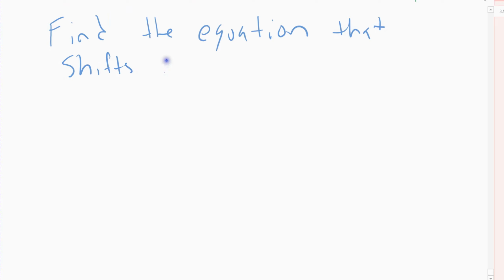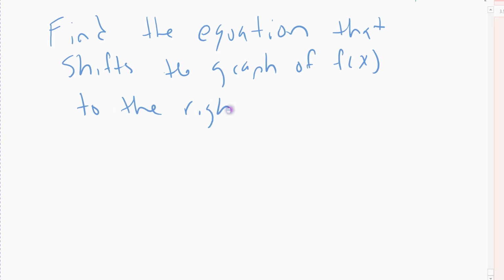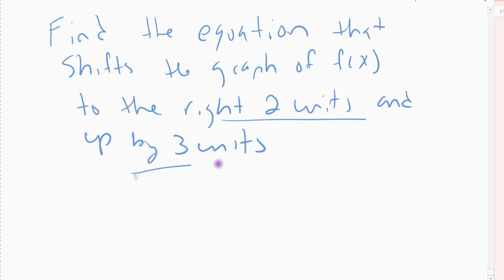All right, the next one I'm not going to graph, I just want to know what the new function is. So kind of the same idea, I just want to find the equation that shifts the graph of f of x to the right 2 units and up by 3 units. So I'm doing a horizontal shift by 2 and a vertical shift by 3.